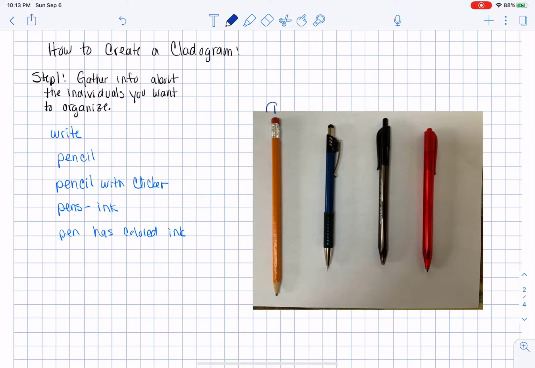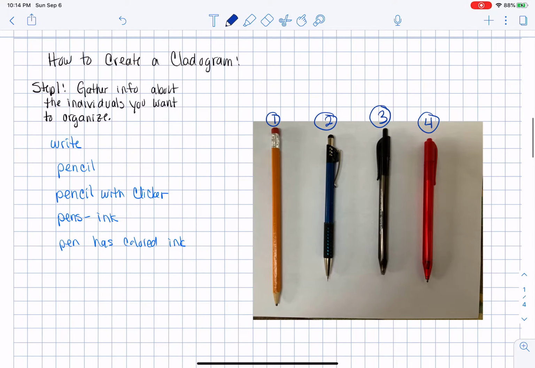First, we have a regular yellow pencil with graphite or lead that we write with. We have a mechanical pencil that you have to click to get the lead out of, but it's still a pencil. We have a black pen. It has a clicker, and it writes with black ink. And we have a red pen, which is, the pen itself is red. It writes with red ink, and it has a clicker as well to allow you to write with it.